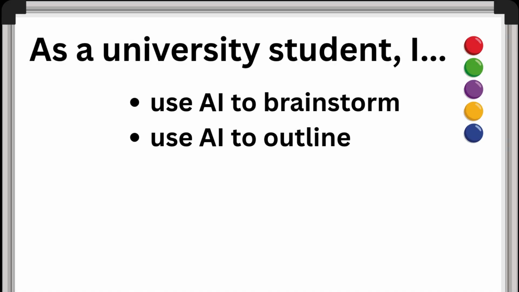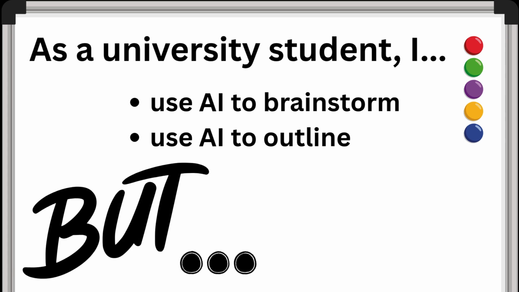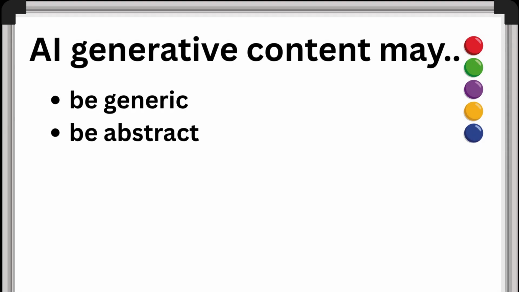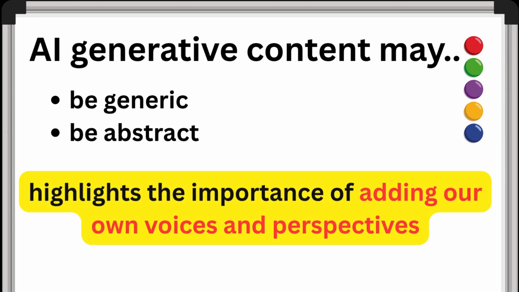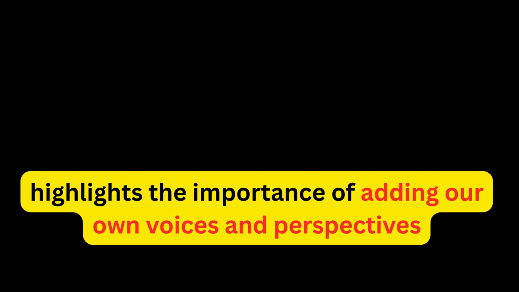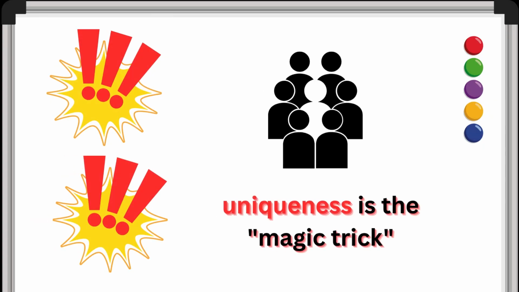As a university student who studies AI, I believe that while AI can generate essays and ideas, originality takes on a new dimension. When I write an essay, I often use AI to brainstorm or outline my thoughts. However, what truly matters is incorporating my personal examples and unique insights into the writing. AI-generated content can sometimes feel generic and abstract, which highlights the importance of adding our own voices and perspectives. I see AI as a valuable tool, especially when inspiration is hard to find. But let's not forget, uniqueness is the magic trick that makes our own work stand out.